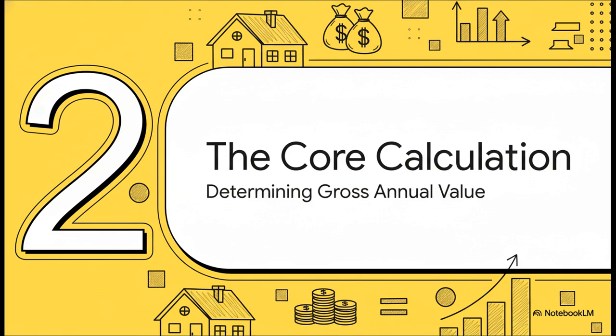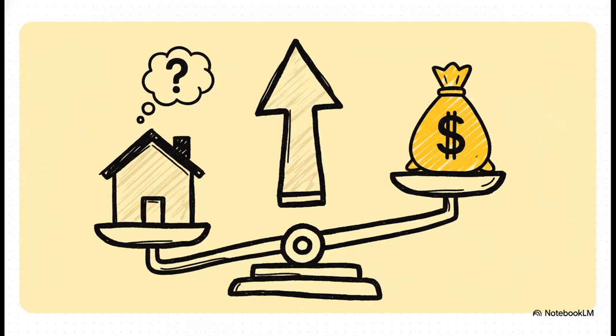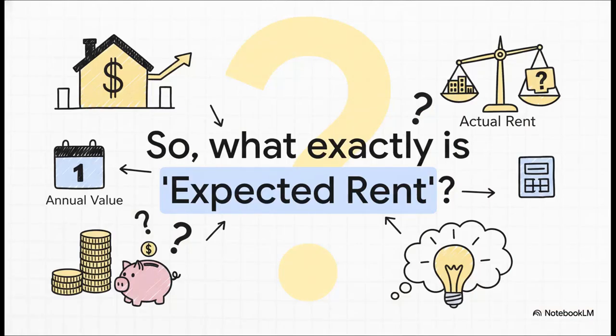Let's break down the formula for finding what's known as the gross annual value, or GAV for short. It's actually pretty straightforward at its core. The gross annual value is simply the higher of two numbers, something called the expected rent and the actual rent that you either got or were supposed to get. That immediately begs the question, doesn't it? We know what actual rent is, but what in the world is this expected rent?